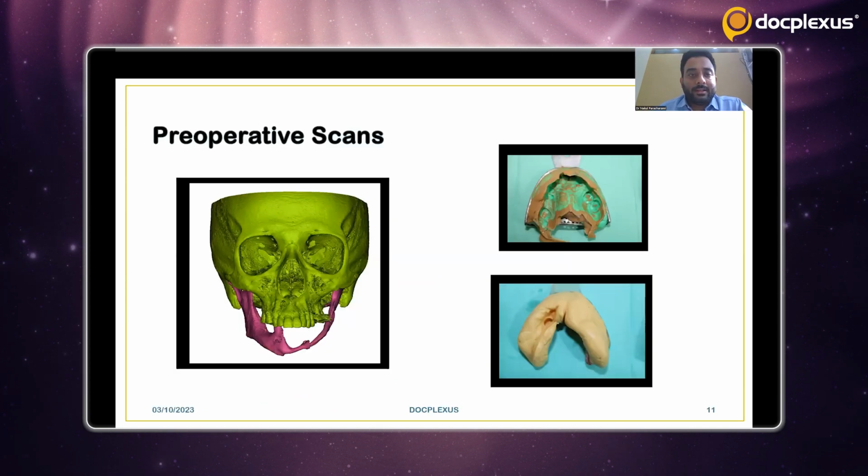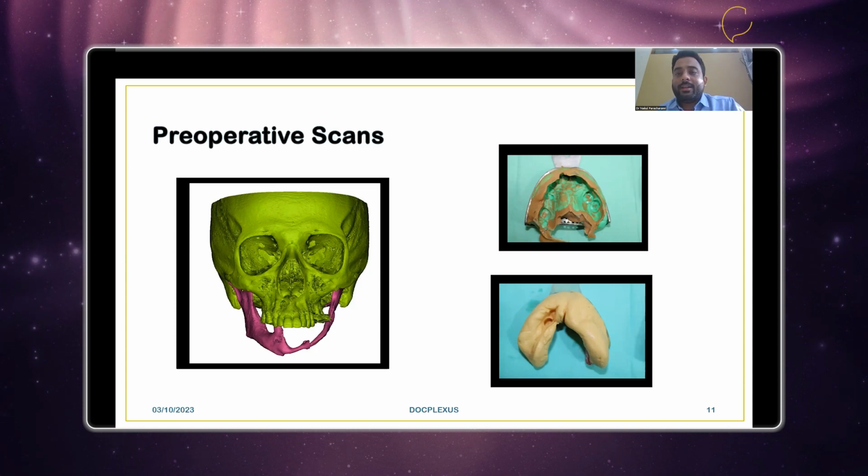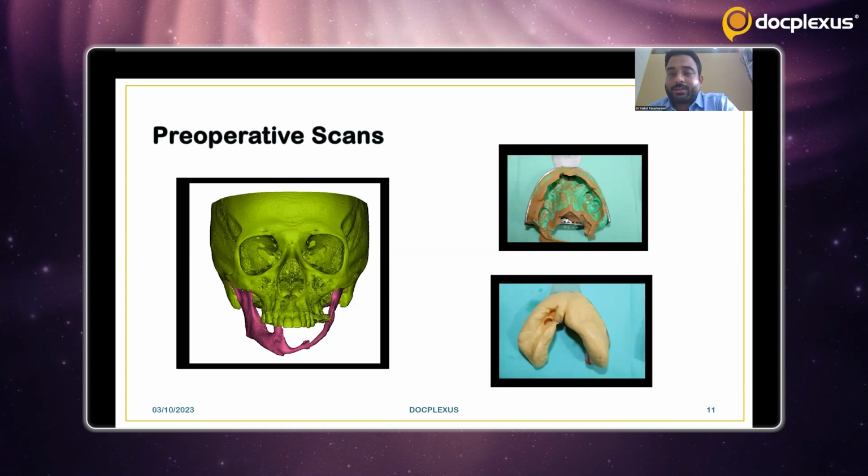So you can see the pre-operative scans over here. We also took dental impressions, which were scanned later on. This was done so as to take into consideration the thickness of the mucosa as well. And we had to be careful that there is no accidental, inadvertent tearing of the mucosa during the surgery.